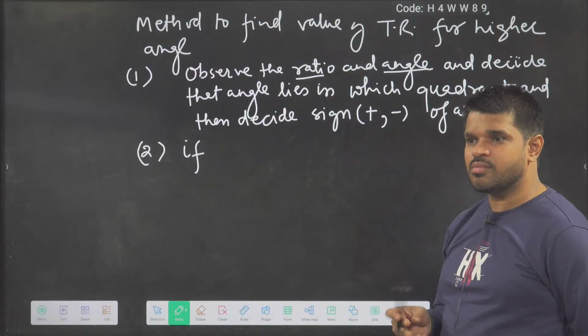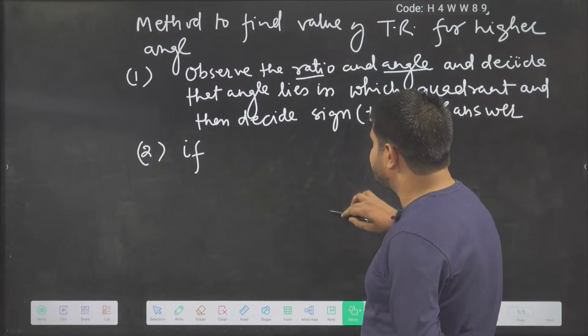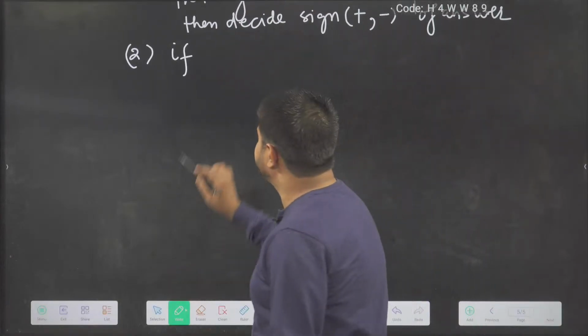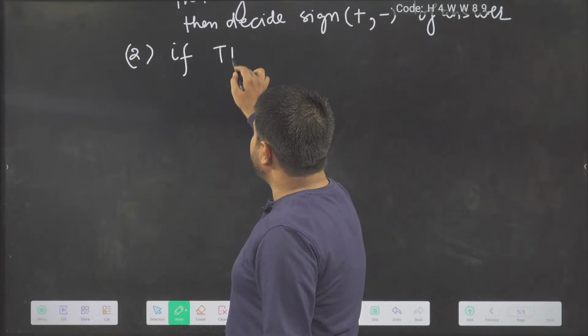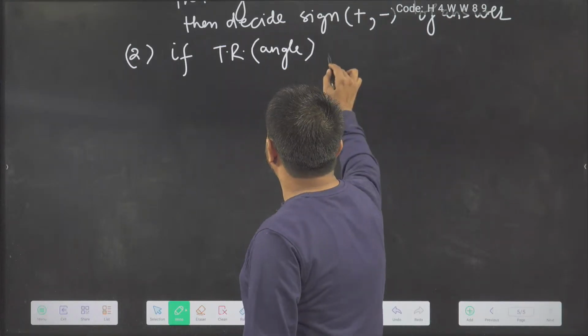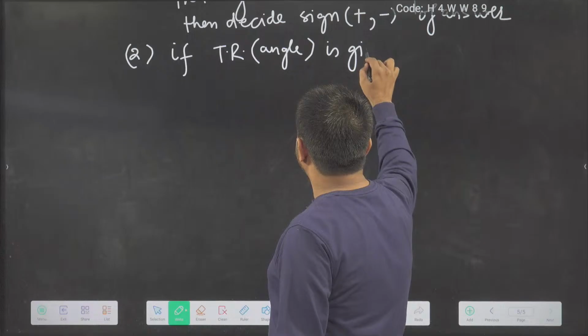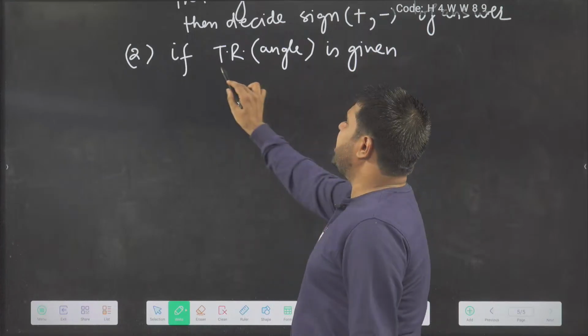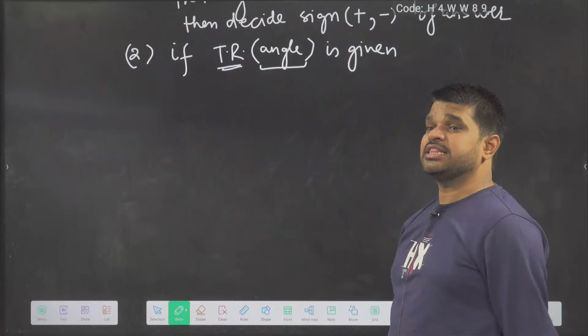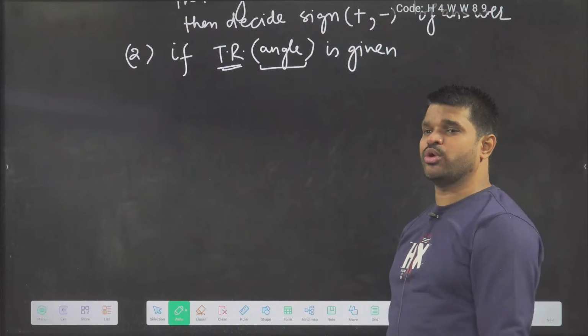Completed? Okay. Now, coming to the second step. If a trigonometric ratio and any angle is given, then there are two ways of doing it.